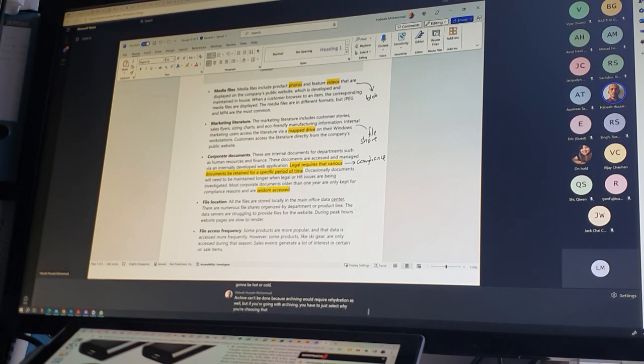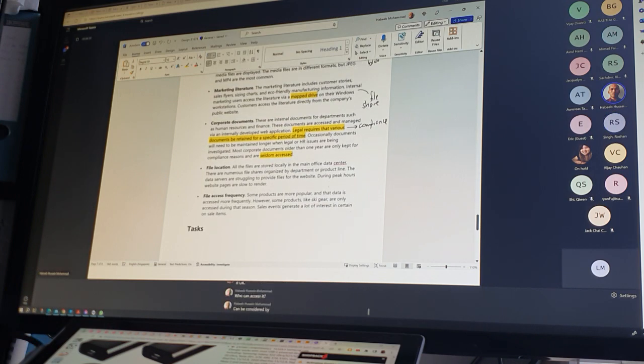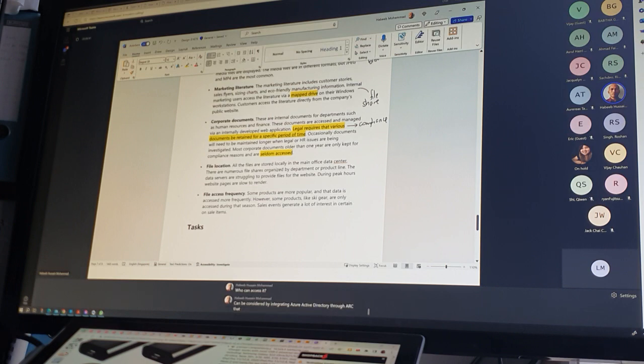Now, my first question to you would be, how would you protect your corporate documents here? Encryption. Encryption is enabled by default, even for media files. Role-based control, organization level, like whatever. Okay, who can access it can be considered by integrating Azure Active Directory through RBAC. That can be done. But let's look into the tasks.